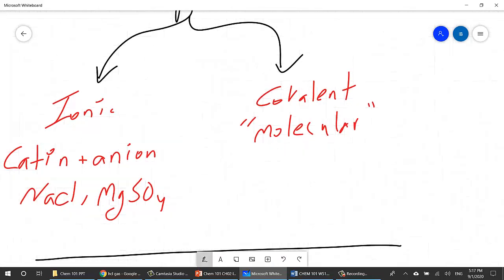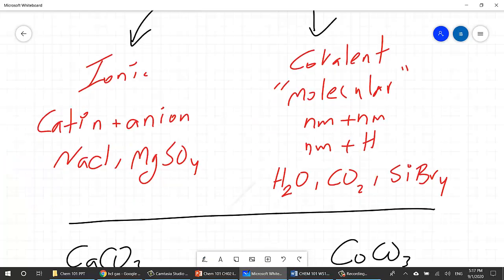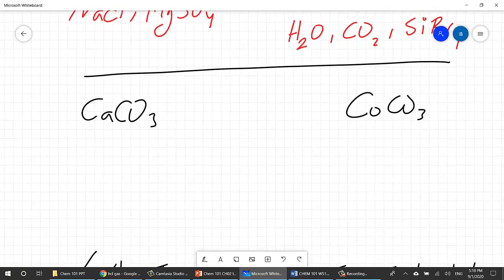Covalent compounds or molecular compounds are usually a non-metal plus non-metal, or non-metal plus hydrogen. So water, for example, is a covalent compound or molecular compound. Let's say CO2. Most of the oxides are. So CO2, let's say SiBr4, whatever. These are all molecular compounds because they are composed of non-metal plus non-metal or non-metal plus hydrogen.